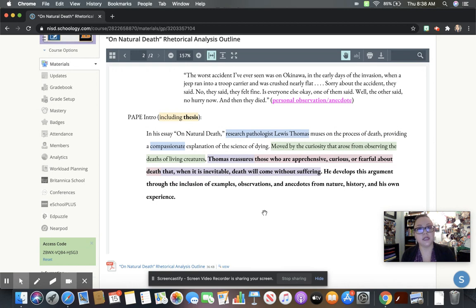necessary, right? So in his essay on natural death, research pathologist Lewis Thomas muses on the process of death, providing a compassionate explanation of the science of dying. Moved by the curiosity that arose from observing the deaths of living creatures, Thomas reassures those who are apprehensive, curious, or fearful about death that when it is inevitable, death will come without suffering. He develops this argument through the inclusion of examples, observations, and anecdotes from nature, history, and even his own experience.